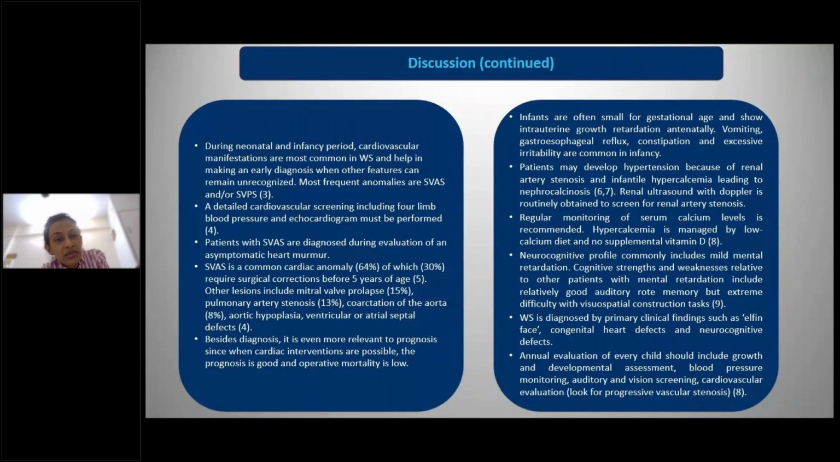So this is the case report for Williams-Beuren syndrome. And here I conclude my case report. We can go to the next slide kindly for the lessons learned, please.